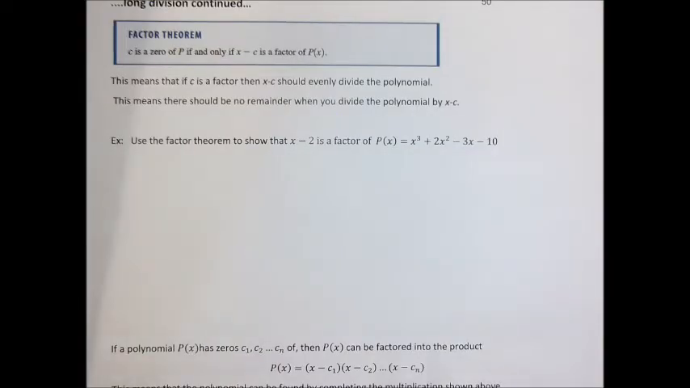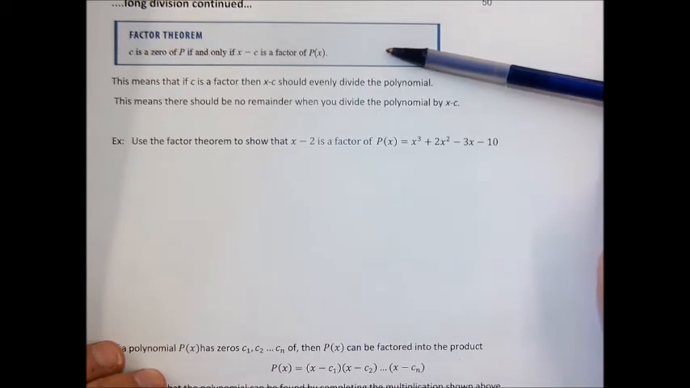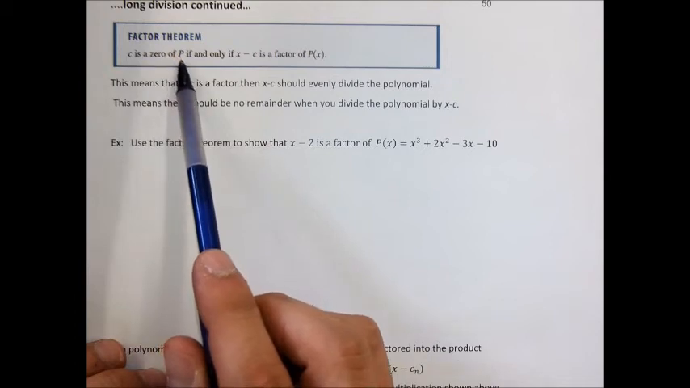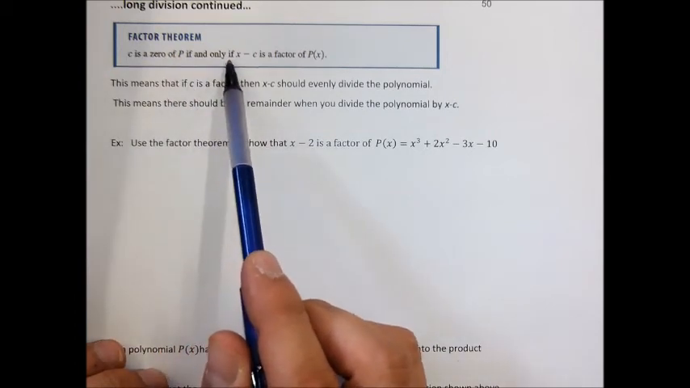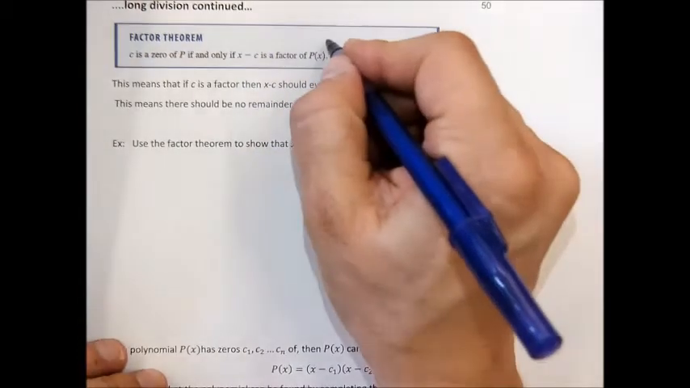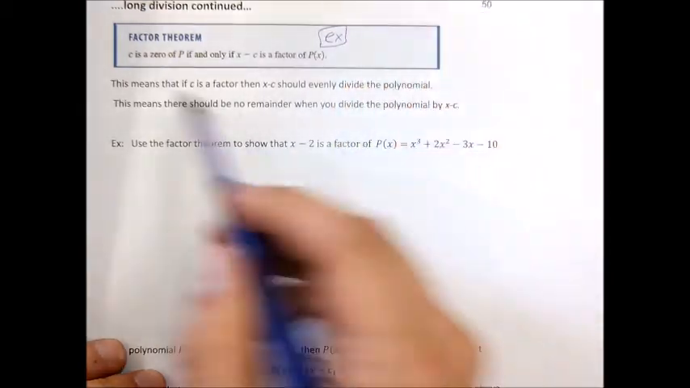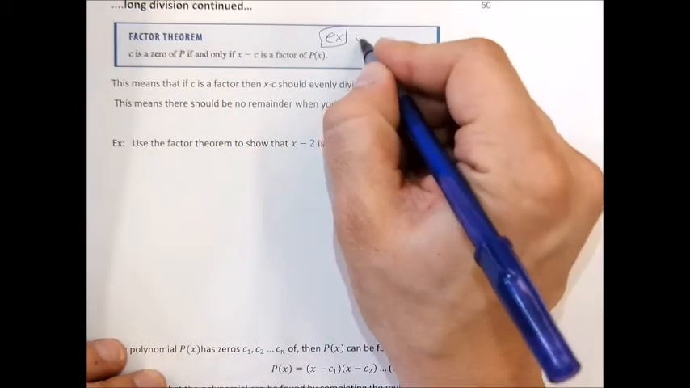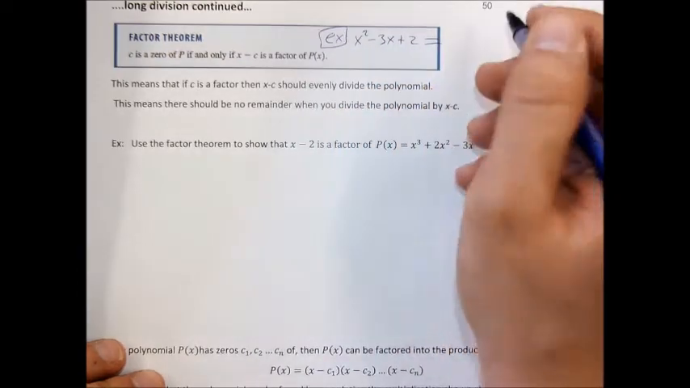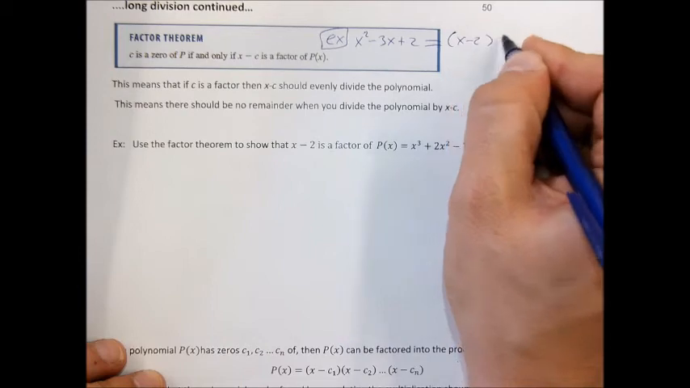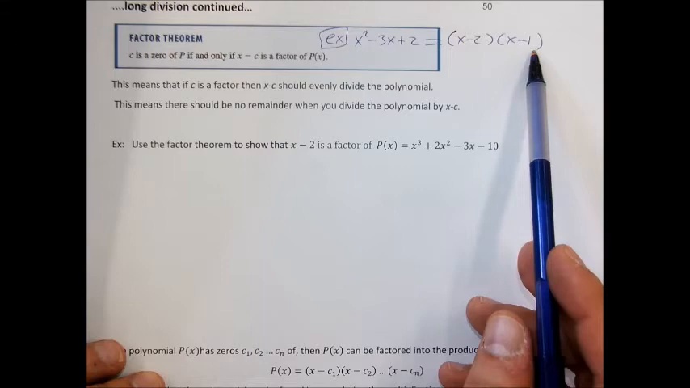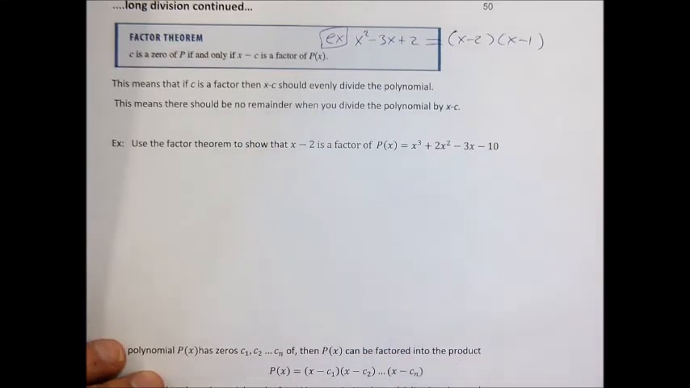And it brings us to this next theorem here, which says that some number is a 0 of our polynomial if and only if x minus that number is a factor of the polynomial. So for example, we've seen this before, it's just writing it out as a theorem. We know that we can factor x squared minus 3x plus 2 into x minus 2 times x minus 1. In other words, 1 and 2 are both zeros of the polynomial.